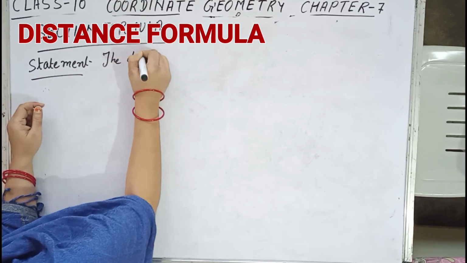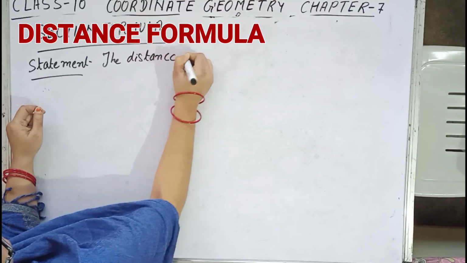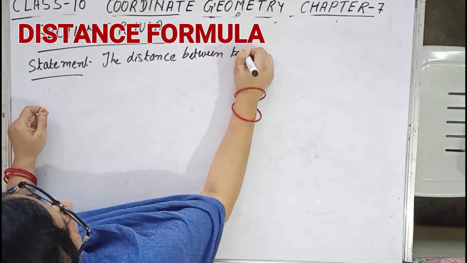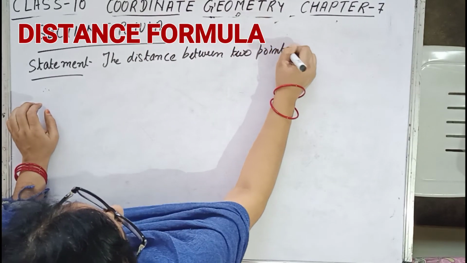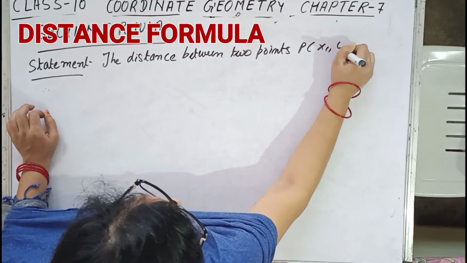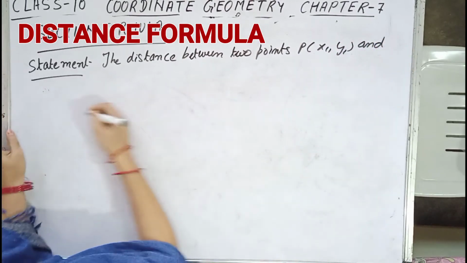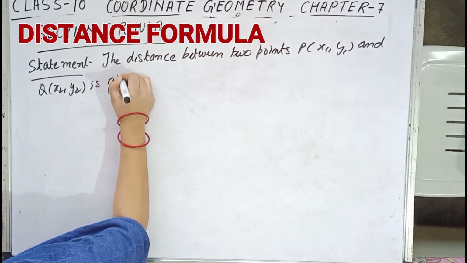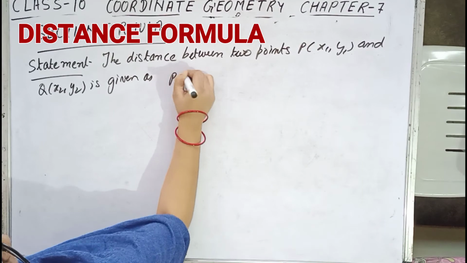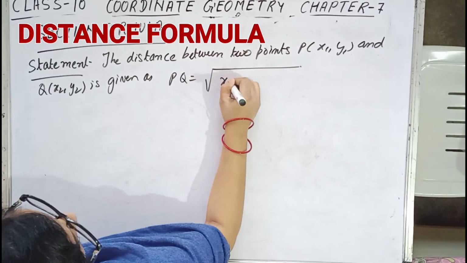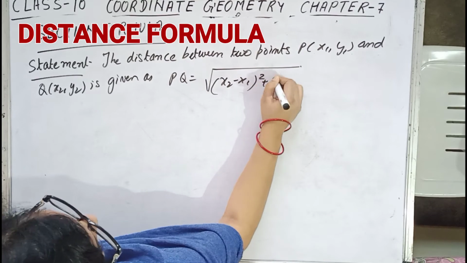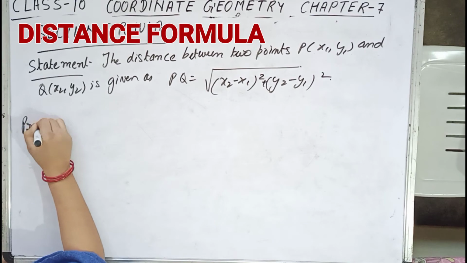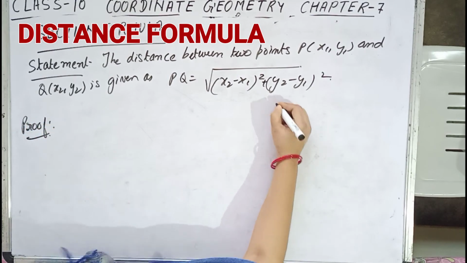Statement: The distance between 2 points P(x1, y1) and Q(x2, y2) is given as PQ equals under root of (x2 minus x1) whole square plus (y2 minus y1) whole square. Now let us do the proof also, and the proof hardly comes in the examination, children.